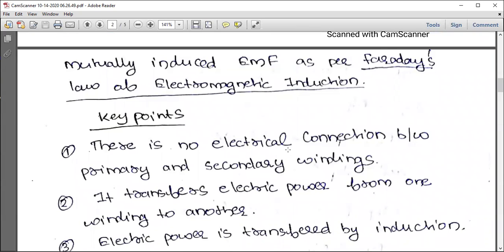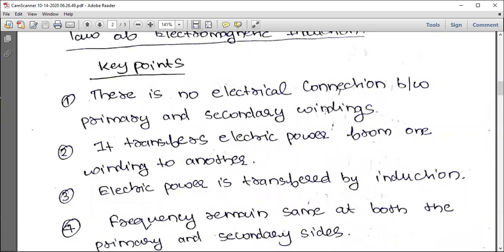Okay. Now we can take out some key points from our discussion up to this. There is no electrical connection between the primary and secondary winding. I have already explained. It transfers electrical power from one winding to another. Electrical power is transferred by induction. In the primary winding, it is self-induction, and in the secondary winding, it is mutual induction. So normally, if a question comes asking what is happening, you should write mutual induction, because the output that we get in the secondary is what is important for us, since that is where the transformer function happens.